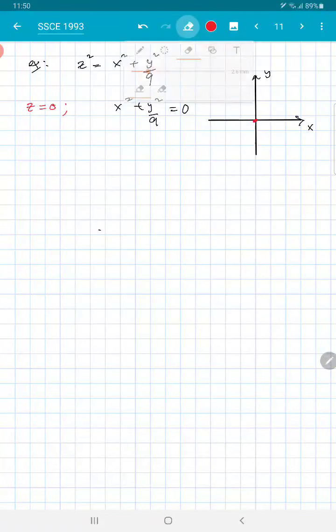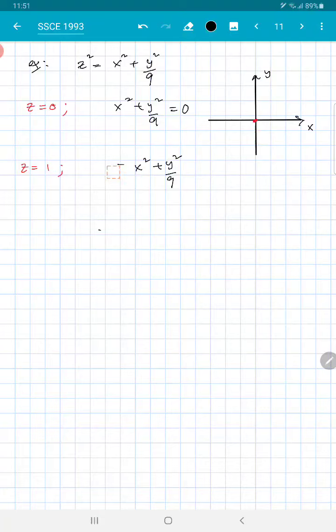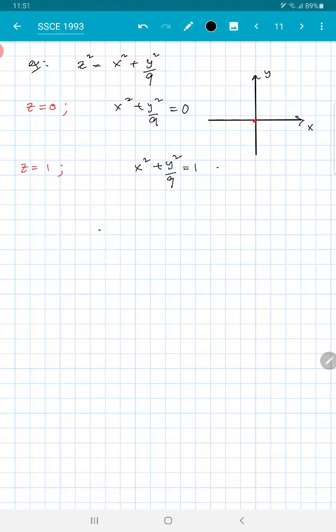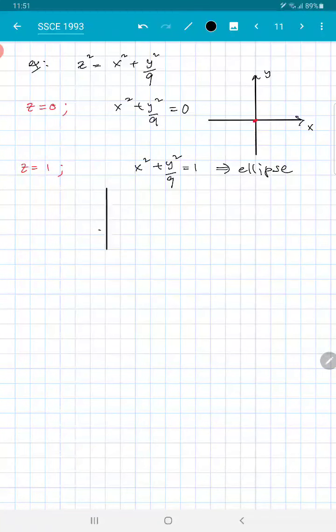All right, so a good choice would be, can we pick z equals 1? Yes, we can. When z is 1, the equation will be 1 squared, so that would be 1. And on the right, we have this. I know you're familiar with this. I'm going to put equals 1 on the right hand side. So here you can see that this is an equation of an ellipse, which we can sketch.